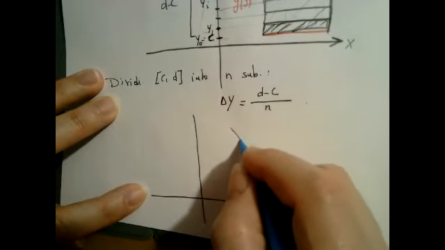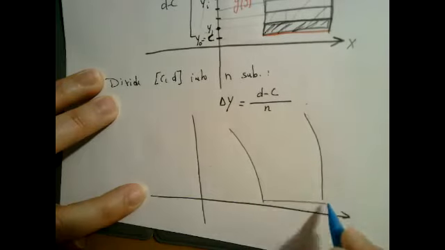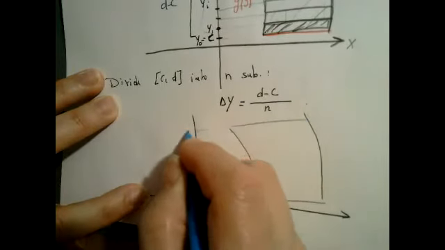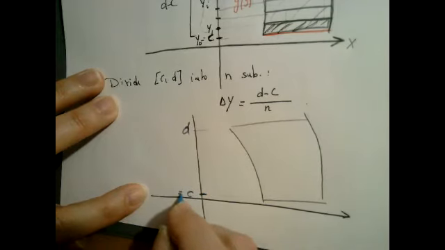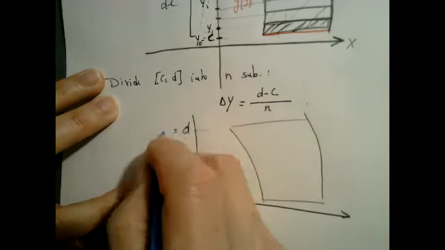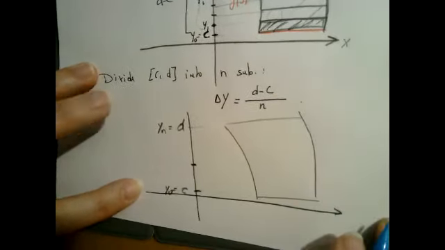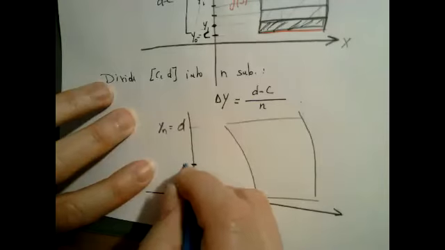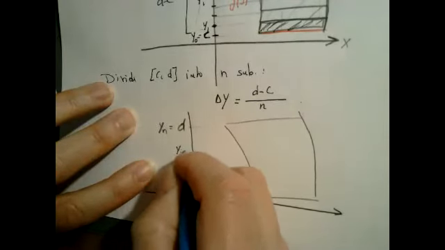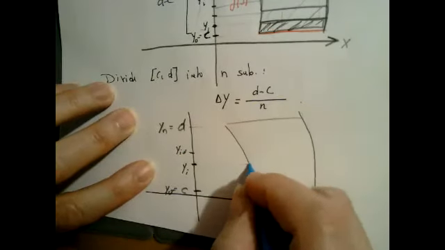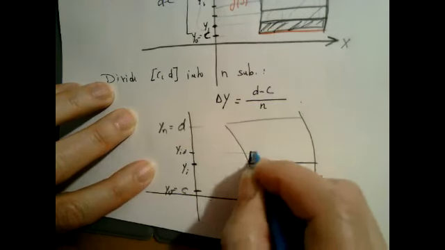So I have this region right there. This is my D here. And this is my C. This is Y0, and this is Yn. And I'm going to emphasize one rectangle and find its area. This is Yi, and this is Yi plus 1. And this is my rectangle right here. This is the rectangles I'm going to use to cover.